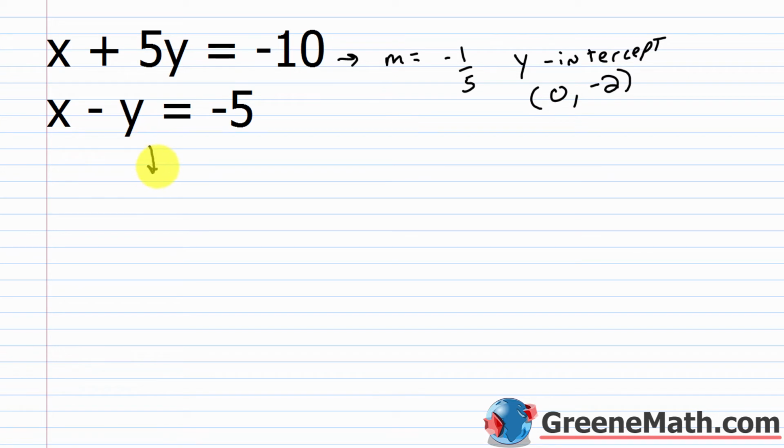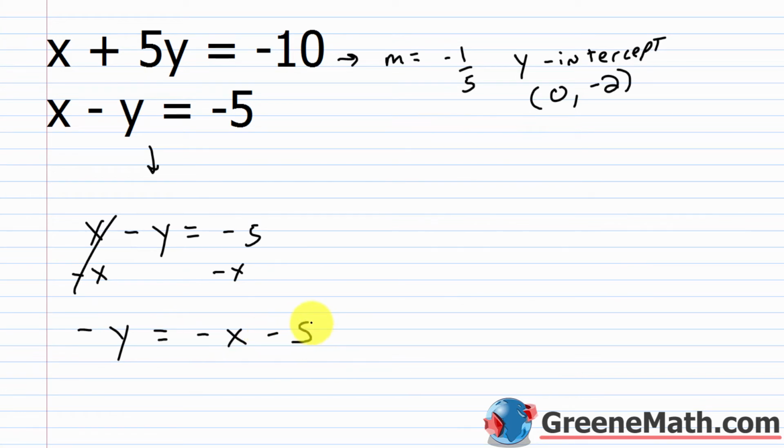All right, for this one, pretty easy to solve for y. We have x minus y equals -5. I just subtract x away from each side, so that's gone. I'll have -y is equal to -x minus 5. I just have a negative out in front of y that's keeping y from being by itself. So I can think of this as -1 times y.